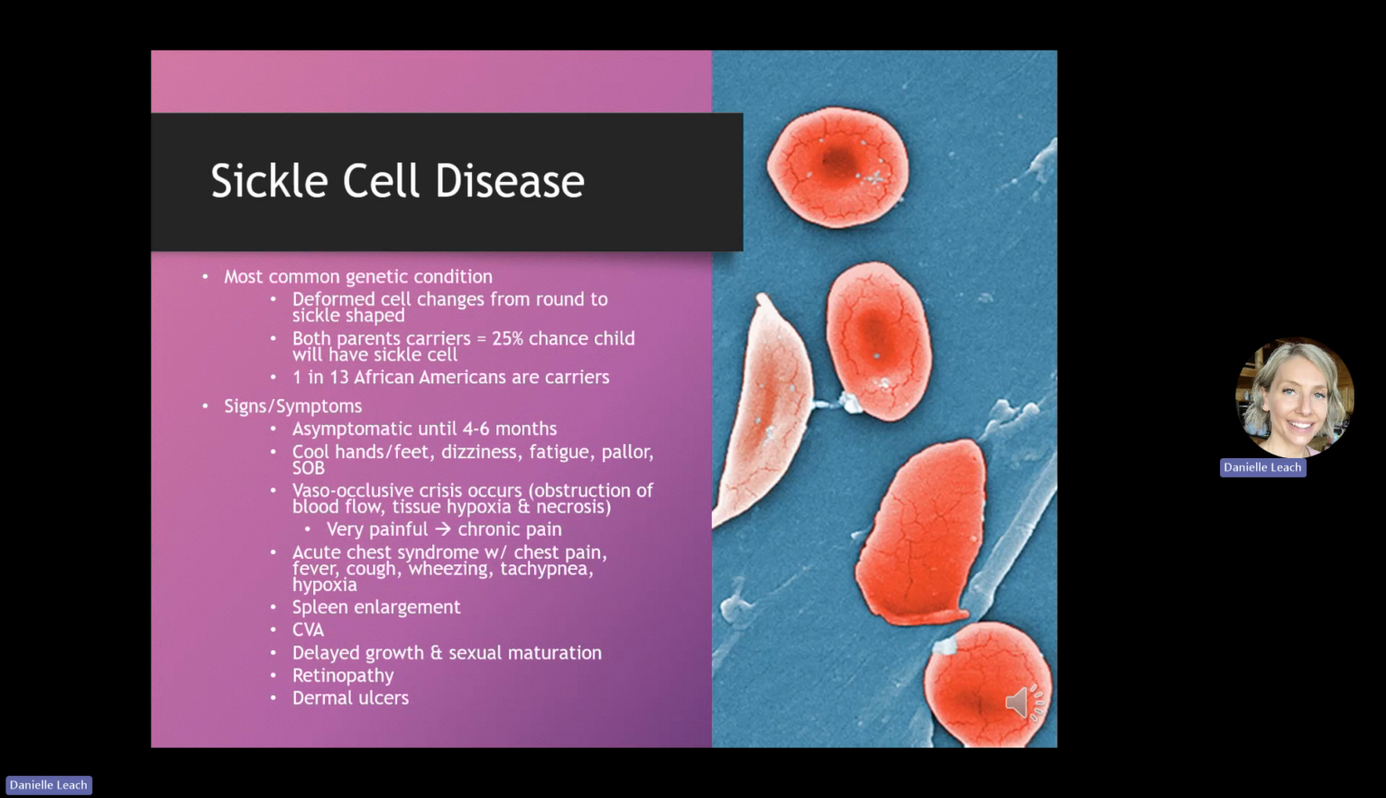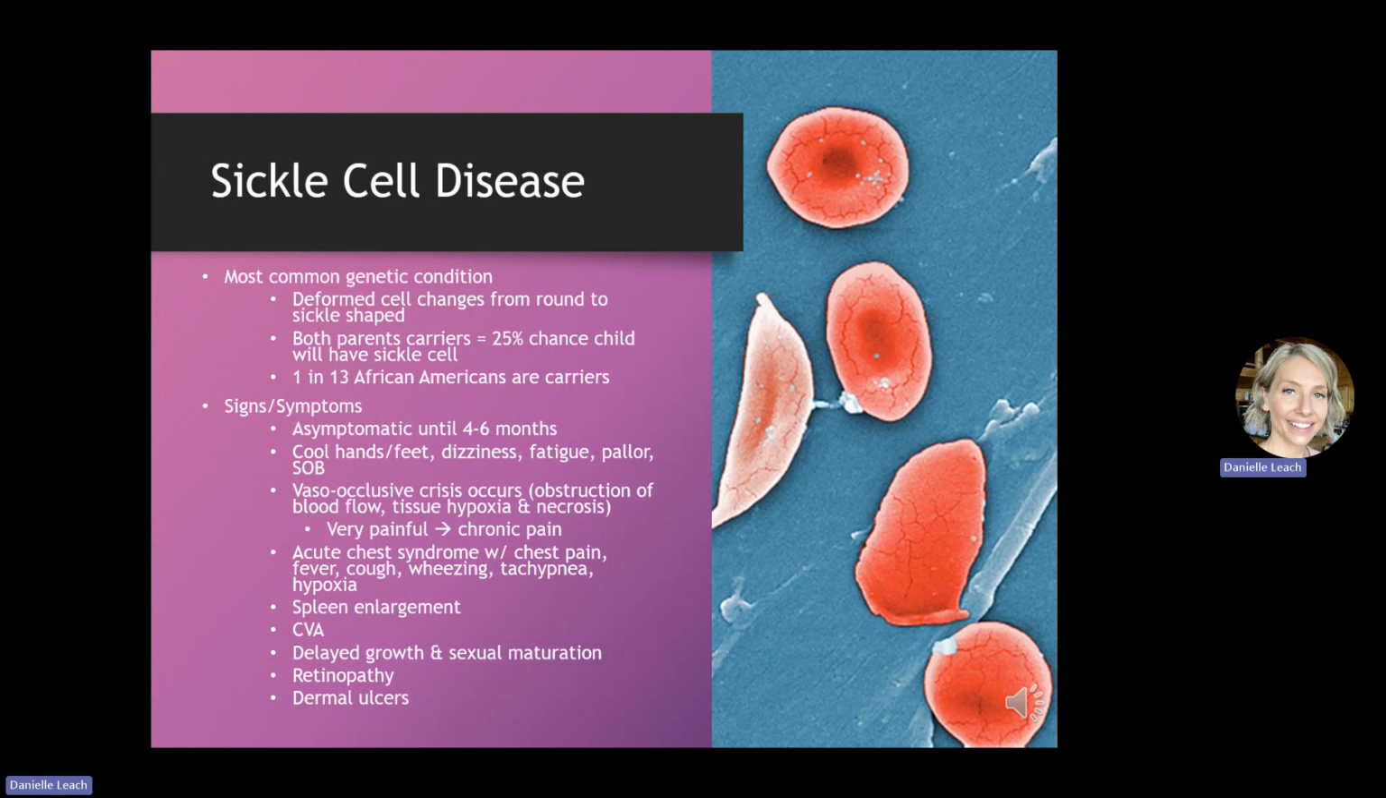Another severe symptom is called acute chest syndrome, where the patient may have chest pain, fever, cough, wheezing, tachypnea, and hypoxia. If someone with sickle cell disease gets a respiratory infection, like pneumonia or even just a normal cold, it can turn into acute chest syndrome, which can be very severe and life-threatening.